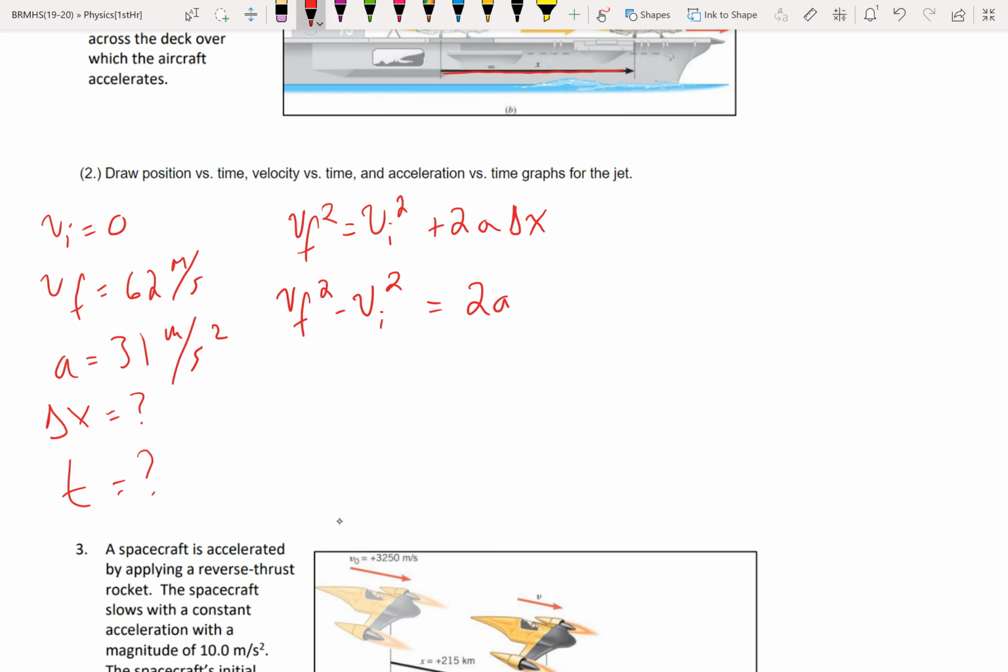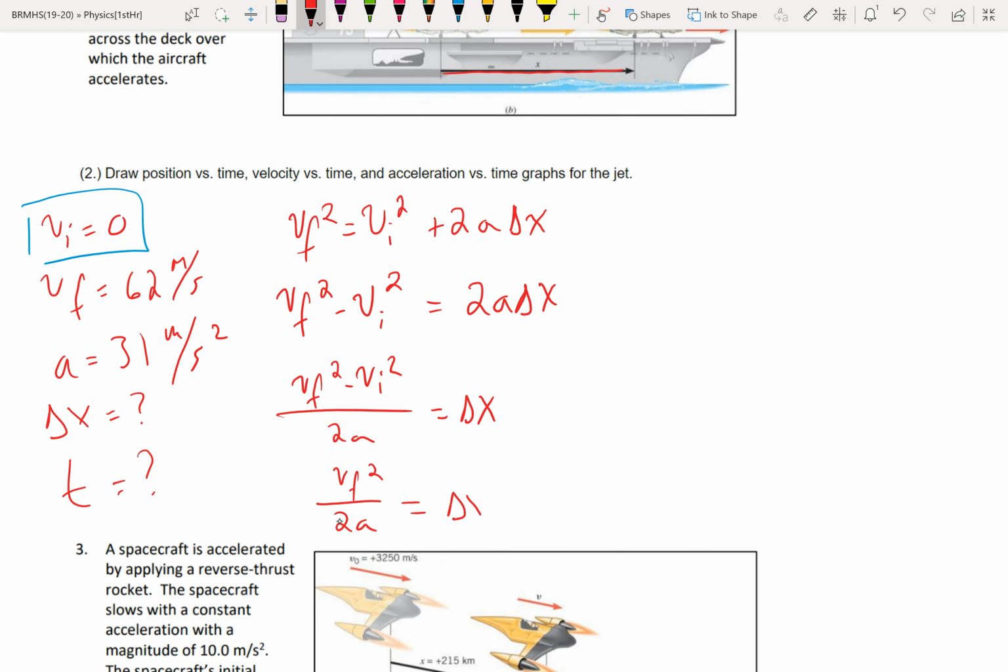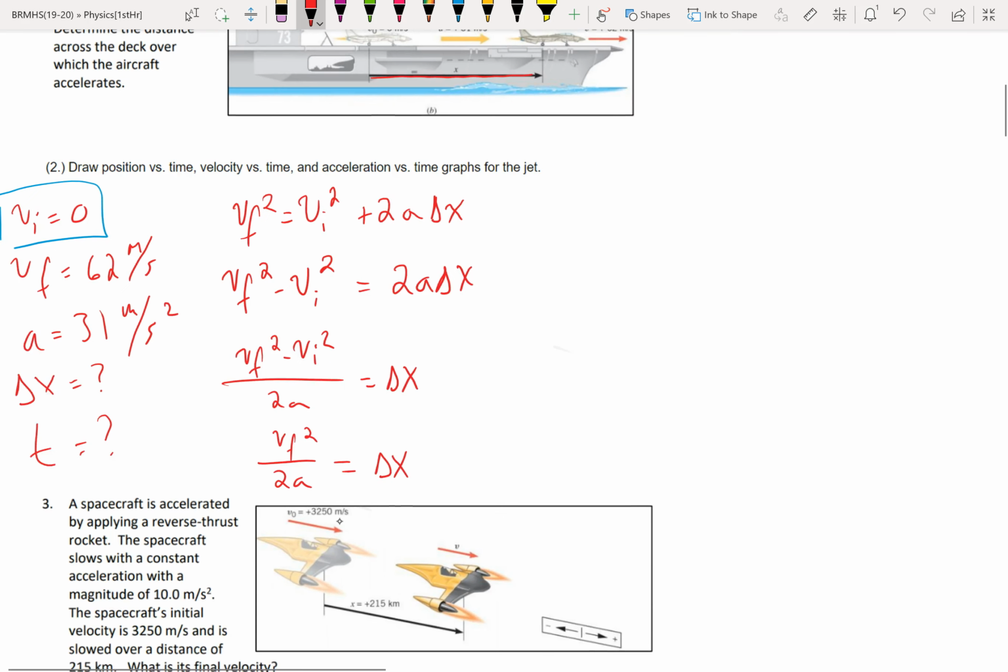So here's my step-by-step algebra. Subtract VI squared from both sides. I want delta x, so I've got to divide both sides by twice A. VF squared minus VI squared over 2A equals delta x. And then I can simplify because I know initial velocity is 0. It starts from rest, speeds up across the deck, and hopefully takes off. So VI is 0, so this is just VF squared over twice the acceleration. It's delta x. All right, we have a working equation.